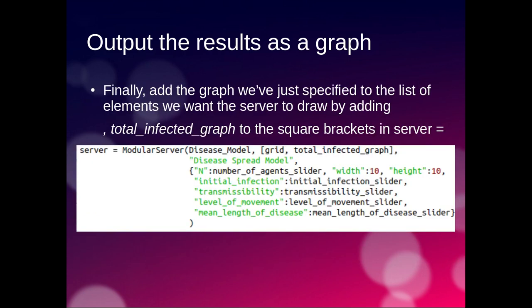And the last thing we need to do is to add the graph to the list of elements we want to draw. So in your server equals modular server bit, remember before we had in square brackets grid, and we said that's a list, but we've only got one thing in there. We just need to add this new graph to the list of things we want to visualize. So we can just add a comma and total infected graph after grid in those square brackets. So if you pause the video while you do that.